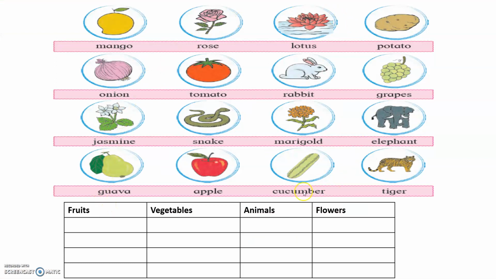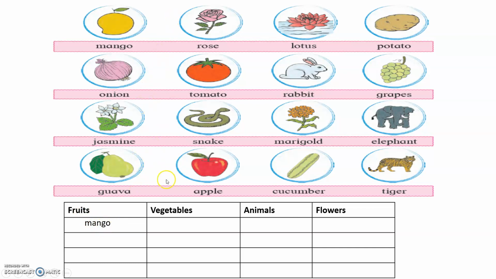Children, now according to the pictures, we are going to put them in different groups. We are going to put them in the group of fruits, vegetables, animals, and flowers. So the first picture is of the, yes, who will tell me? Yes, it is the mango. So can you tell me whether mango is a fruit, vegetable, animal, or flower? Yes, mango is a fruit. So we have mango in the fruits column.